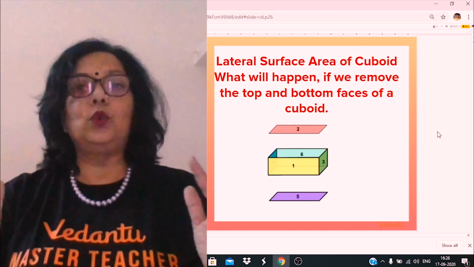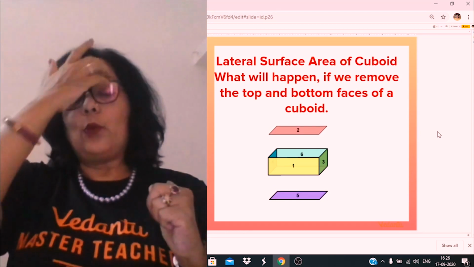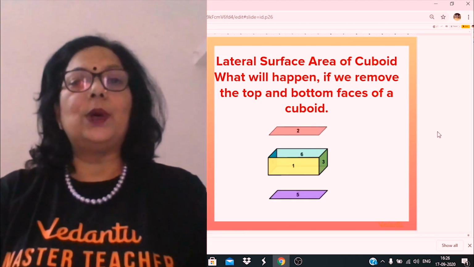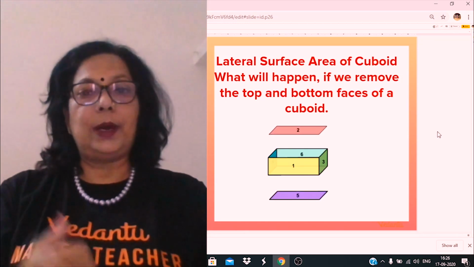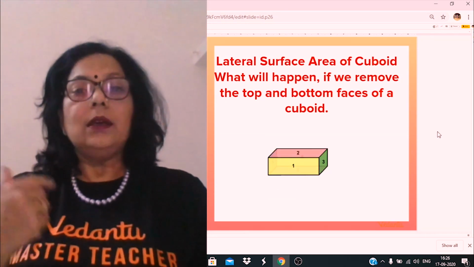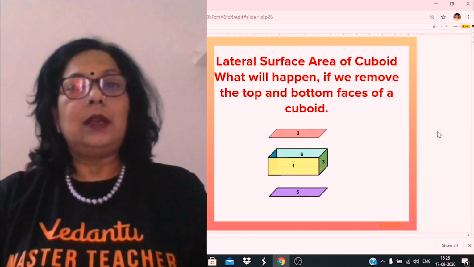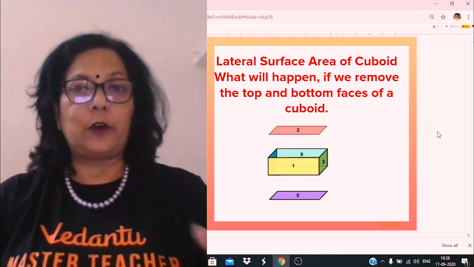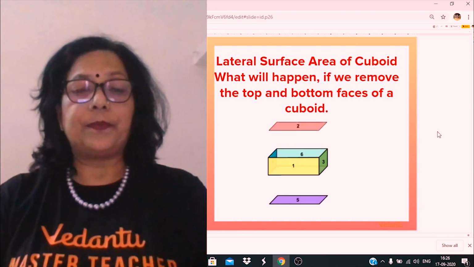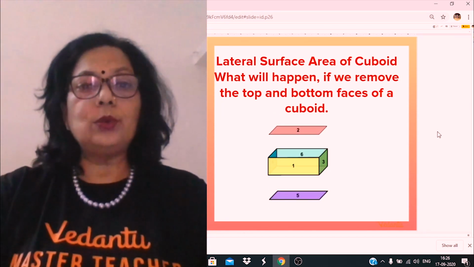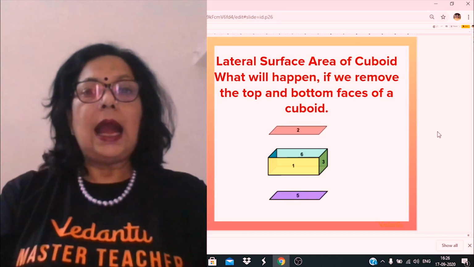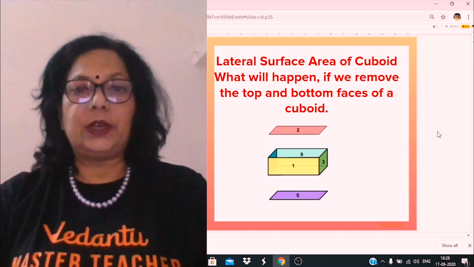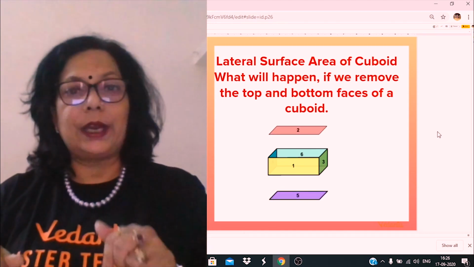Your hall, your room is a cuboid. Now why do we need mensuration? Like I get the tile work done on the floors of my house, and the mason asked me how many tiles are required for the flooring to be done. What do I do? I find out the area of the floor and divide by the area of the tile. That gives me the number of tiles.